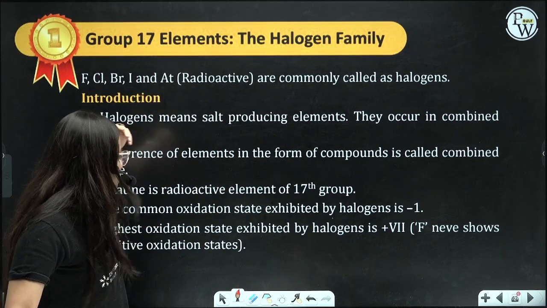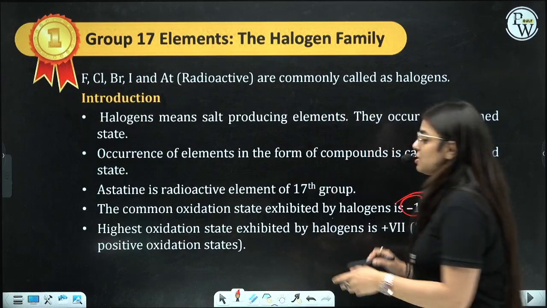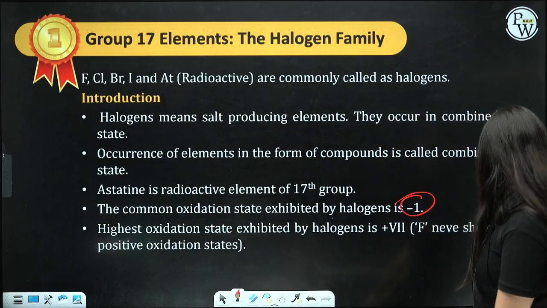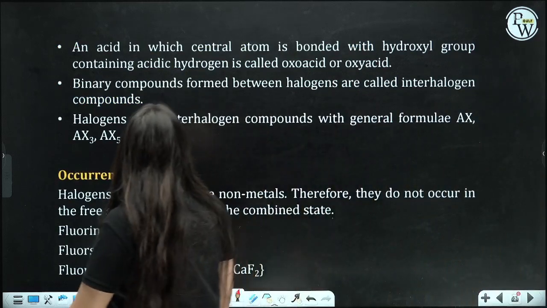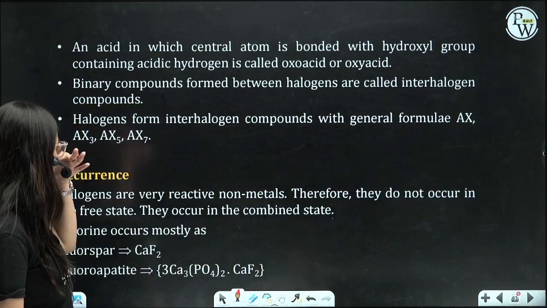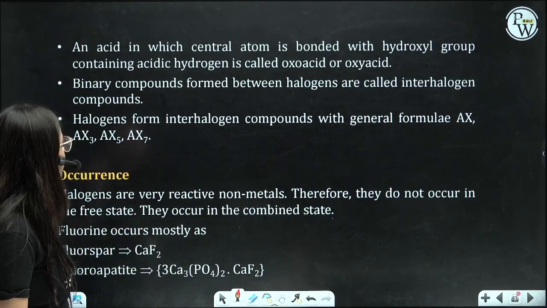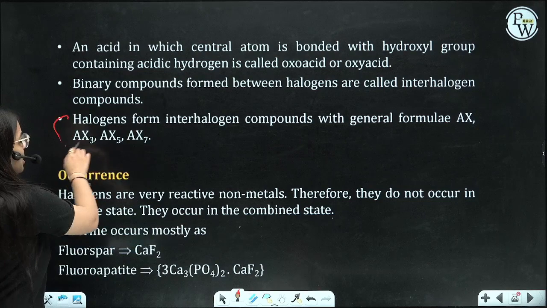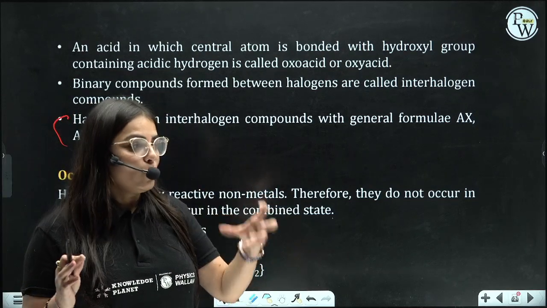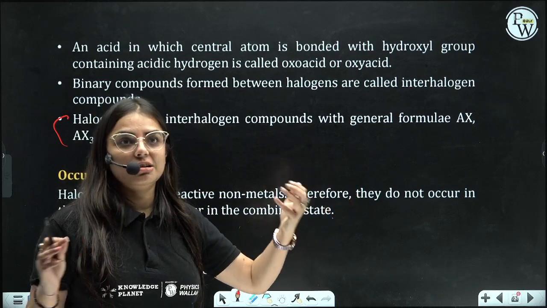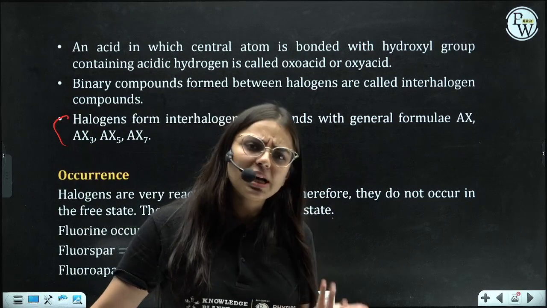Common oxidation state, now only we are creating compounds. It is -1. Yes, everyone. Is it -1? Okay. Now, an acid in which the central atom is bonded with a hydroxyl group containing acidic hydrogen is an oxoacid or oxyacid. Let's talk about the interhalogen compounds. When halogen and halogen combine with each other, they form interhalogen. There are some characteristics based upon the electronegativity: which element will come first, the higher one or the lower one? We'll come to that point.